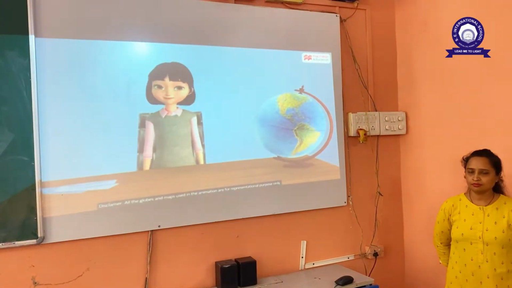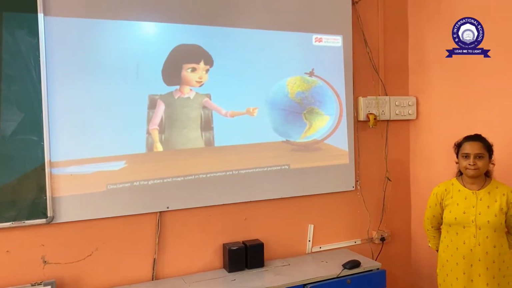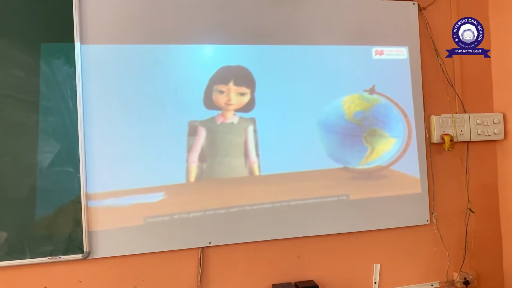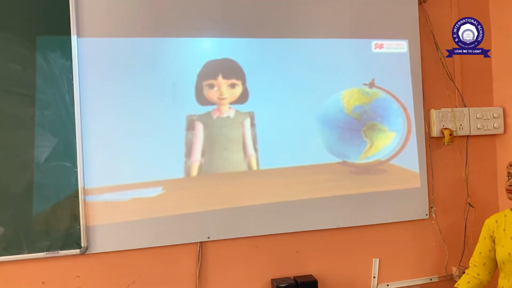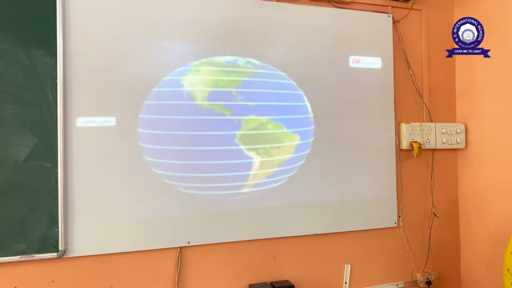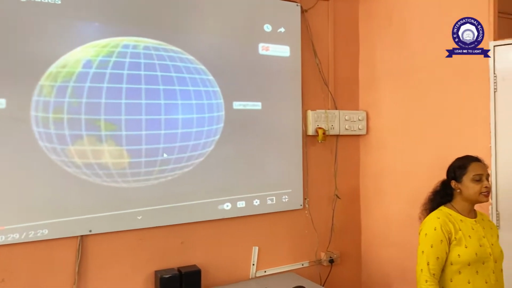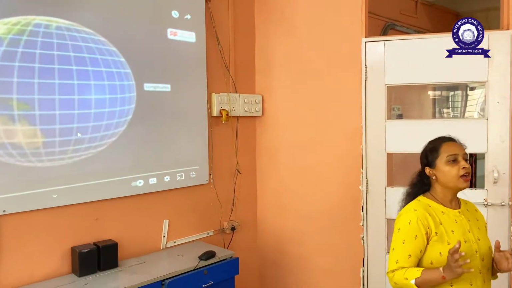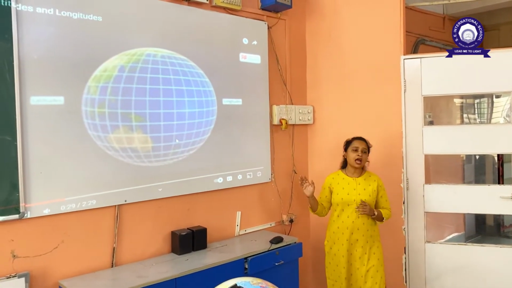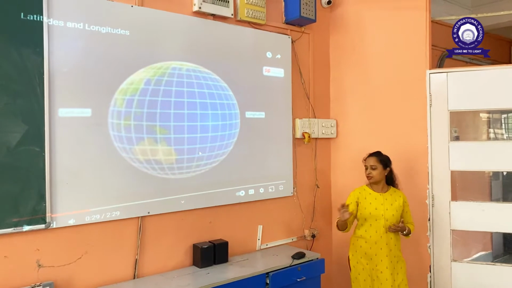Just like a letter is able to reach your house through your address, a specific place on the map or on the globe can be located with the help of the geographic coordinate system. The geographic coordinates of a place consist of the degrees of latitude and longitude. So we can locate any place on this globe with the help of latitudes and longitudes. Now let us see how many latitudes there are, how many longitudes there are, and how we can locate a place.